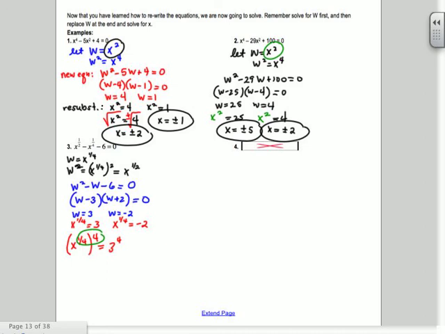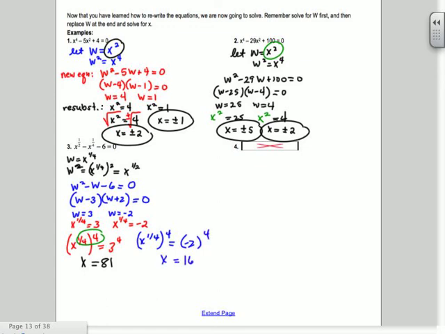You want x. 3 to the 4th is 3 times 3 times 3 times 3, which is 9 times 9. 81. All right, the next one. So if I have x to the 1/4 and I raise it to the 4th, I have negative 2 to the 4th, which is 16.